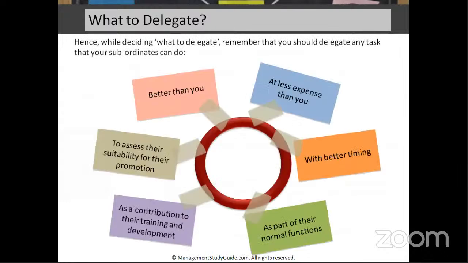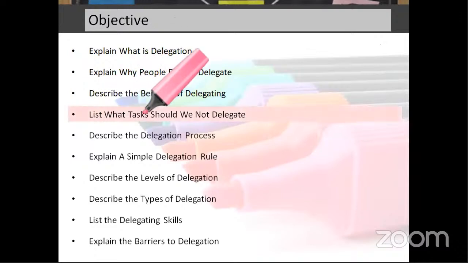Still on what to delegate. Hence, why deciding what to delegate? Remember that you should delegate any task that your subordinates can do better, or tasks they can do better than you, at least less expense than you, with better timing, as part of their normal functions, as a contribution to their training and development, to assess their suitability for their promotion. All of this could be reasons why we could sublet or perhaps delegate to people internally.